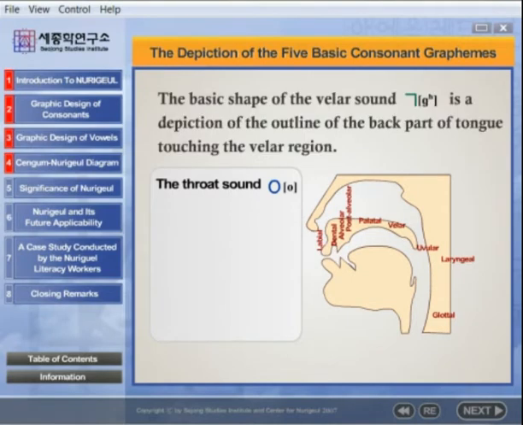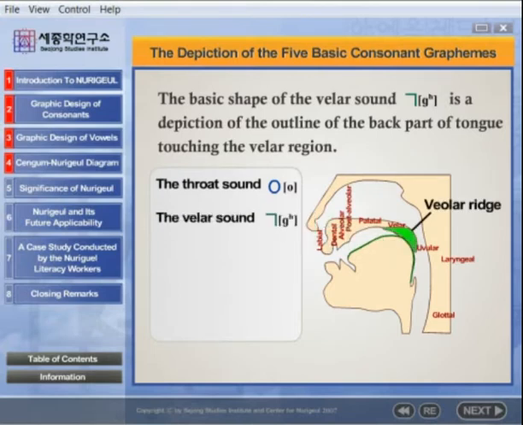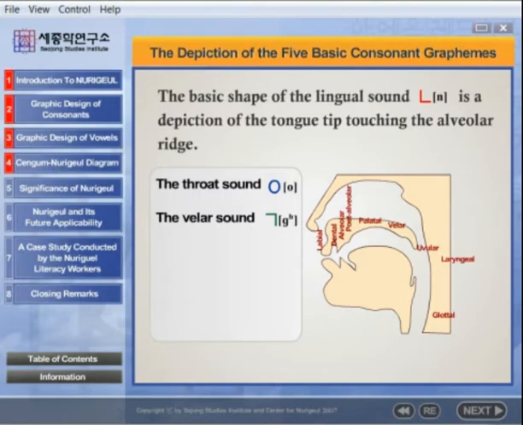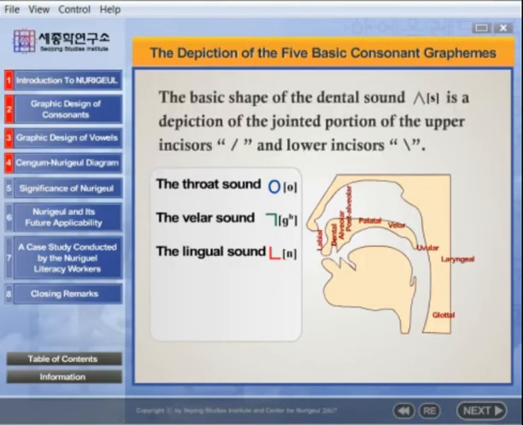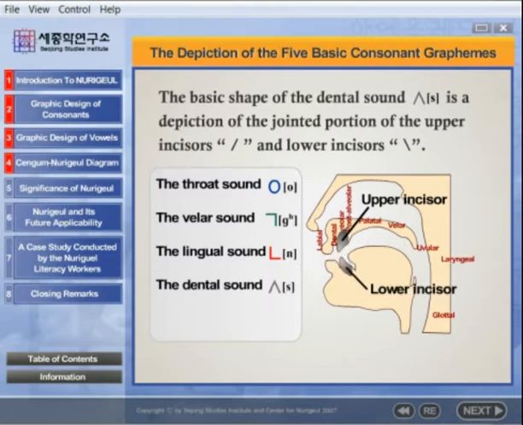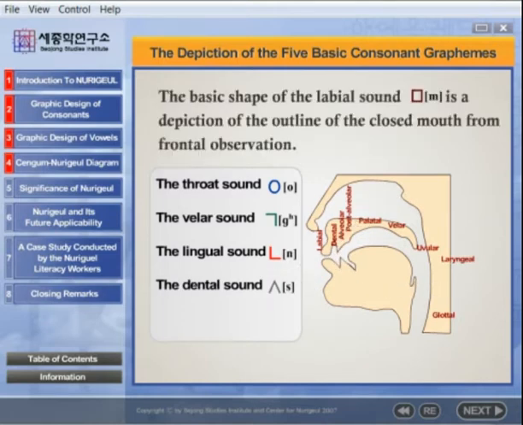The basic shape of the velar sound is a depiction of the outline of the back part of the tongue touching the velar region. The basic shape of the lingual sound is a depiction of the tongue tip touching the alveolar ridge. The basic shape of the dental sound is a depiction of the jointed portion of the upper incisors and lower incisors. The basic shape of the labial sound is a depiction of the outline of the closed mouth from frontal observation.